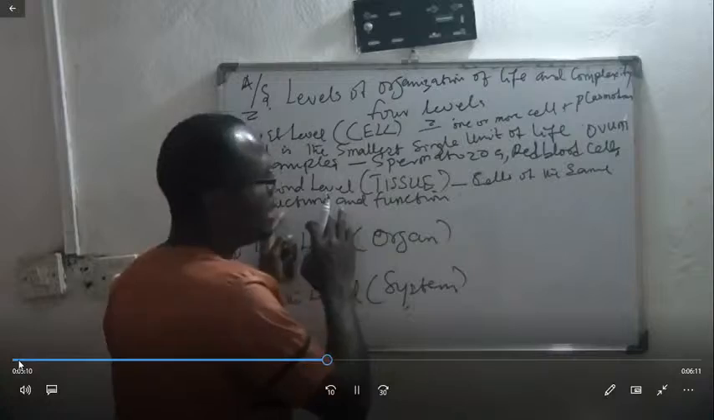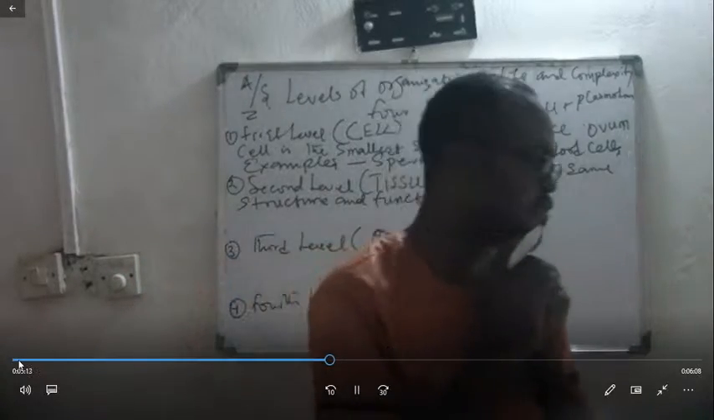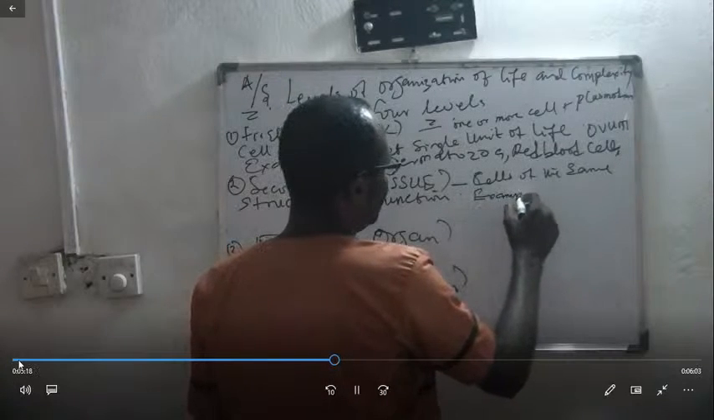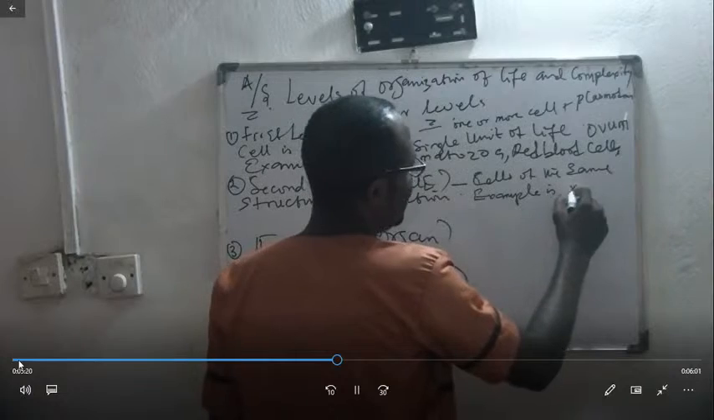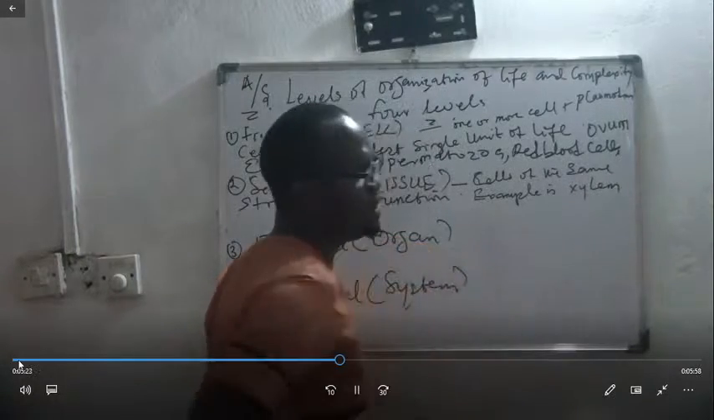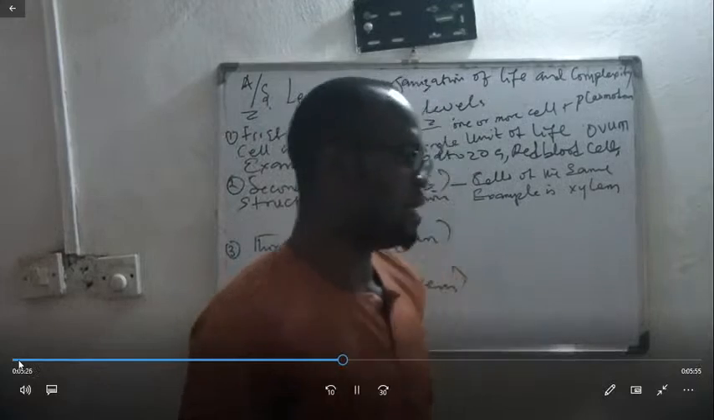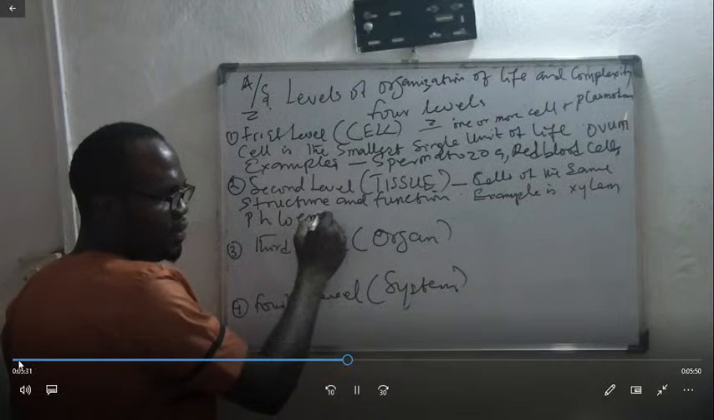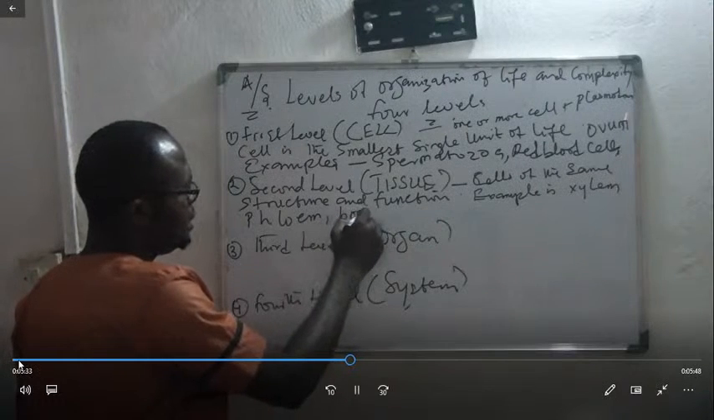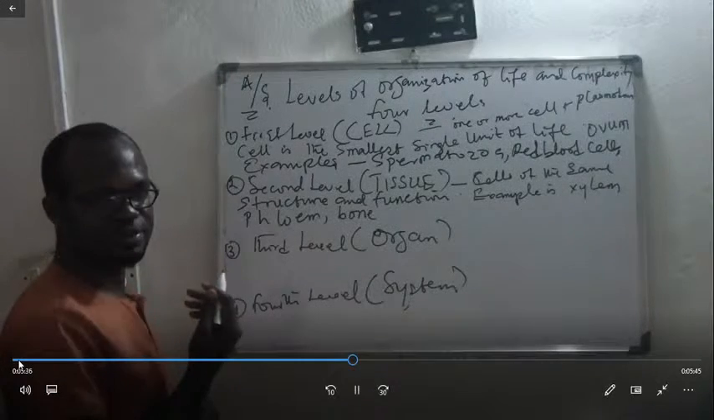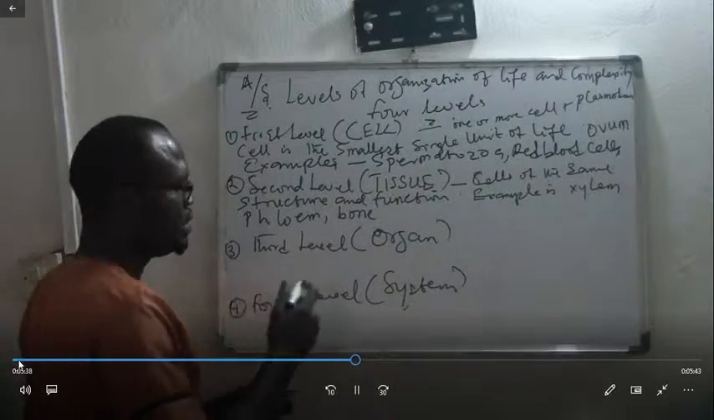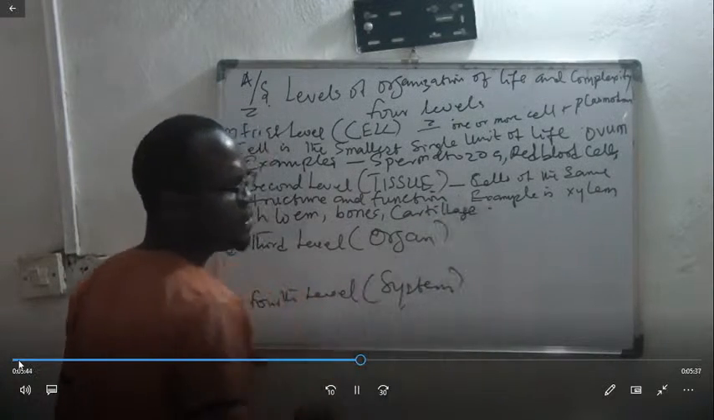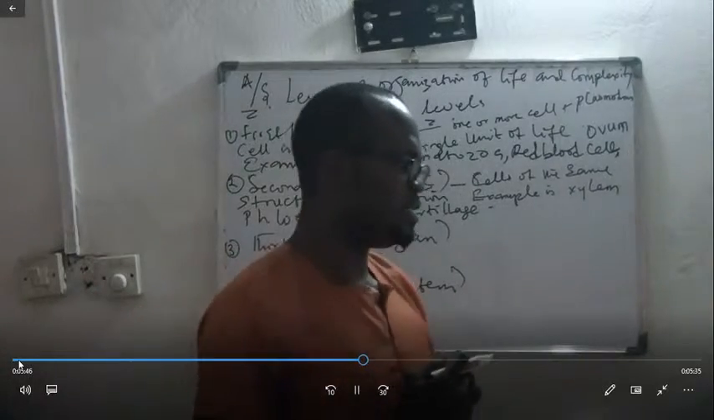Cells of the same structure and what? Function. Example of this is the xylem. You know what the xylem is? The xylem is seen in plants. Another example is the what? Phloem. Another example is bone. These are bones. The bones are tissue. Another example is what we call cartilage. Is that clear? Cartilage.